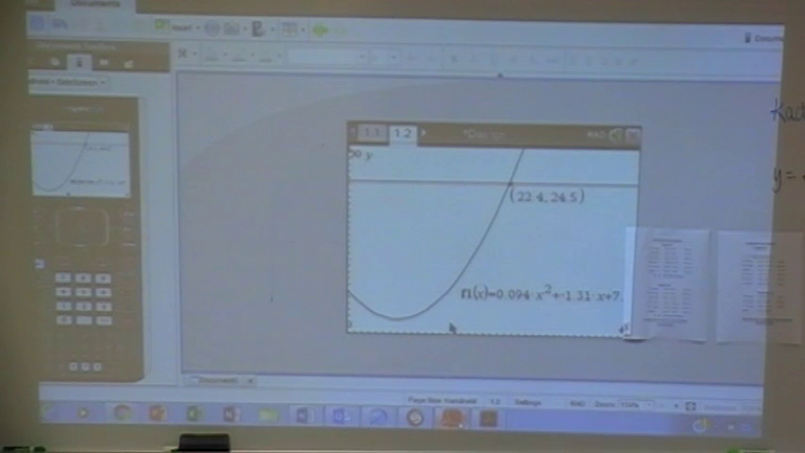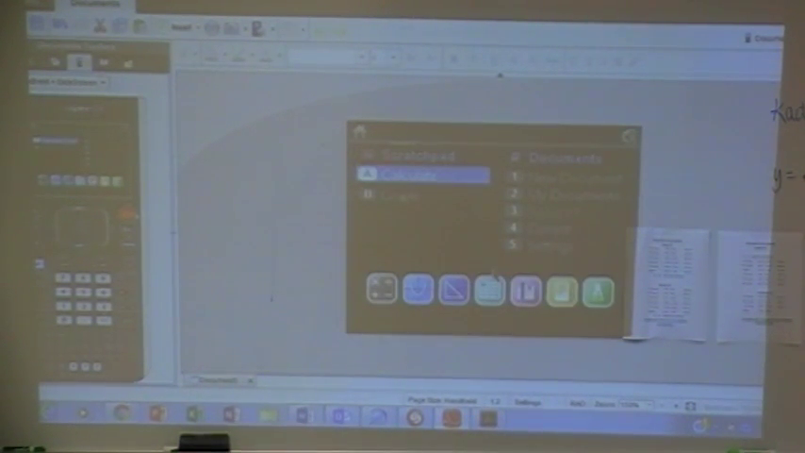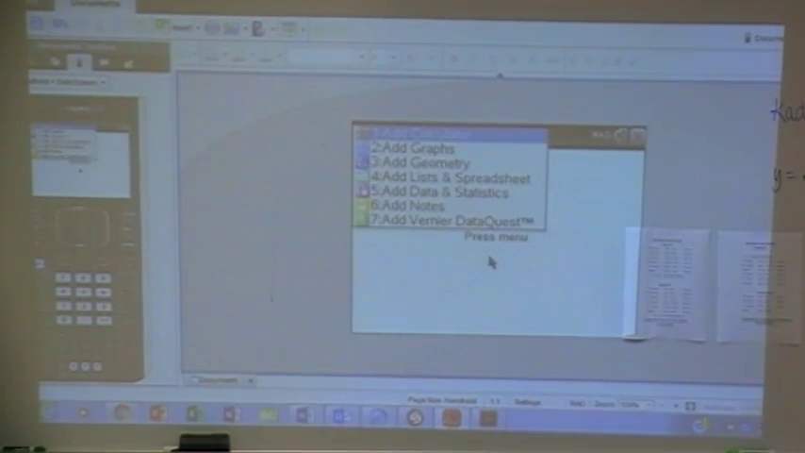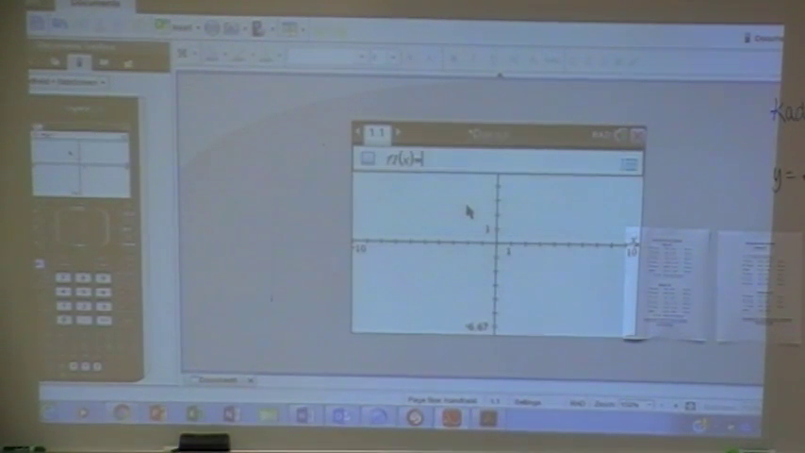So I don't need this function anymore, so I'm going to hit the home key, hit 1 for a new document, hit no, I don't want to save all that, and I'm going to do not a list in a spreadsheet this time, but just a graph, because I have a representative function that I'm going to type in.